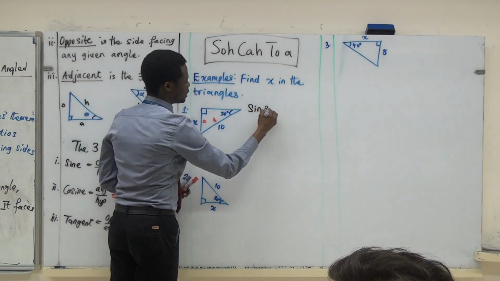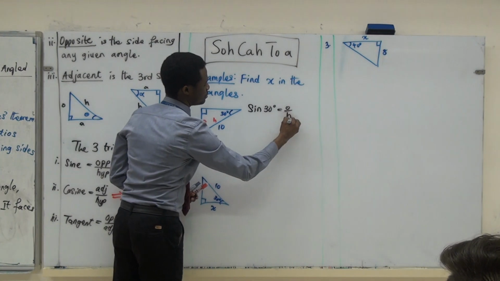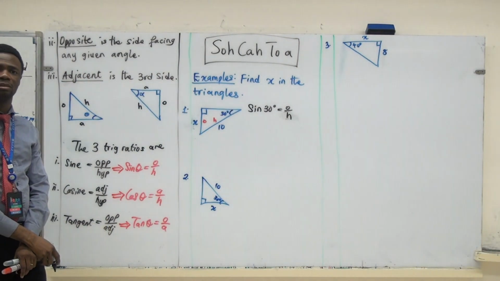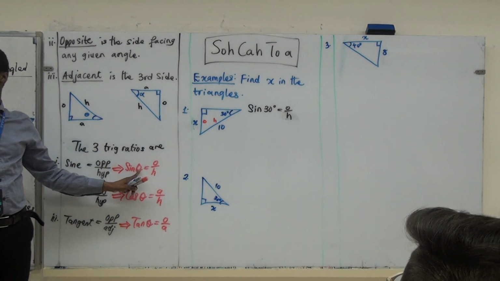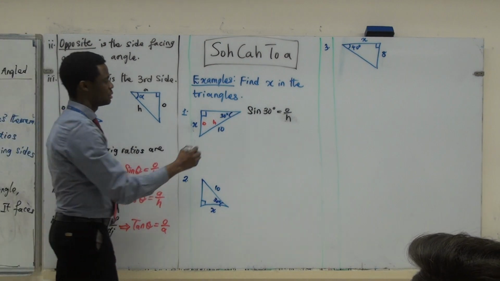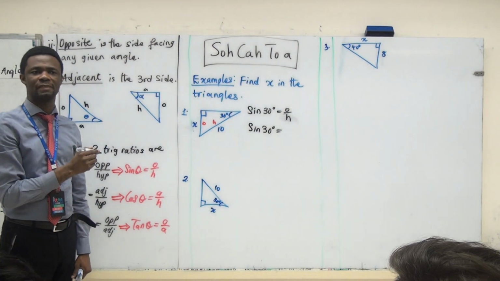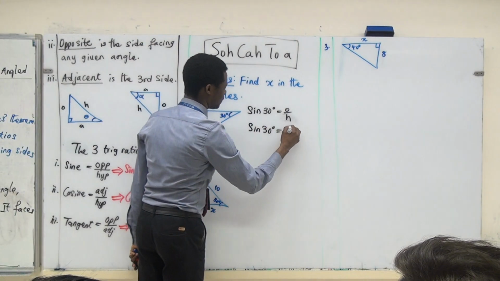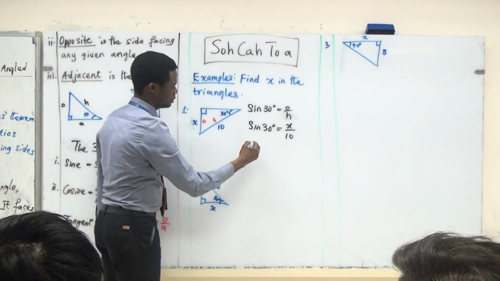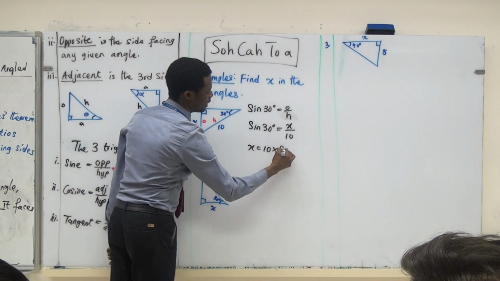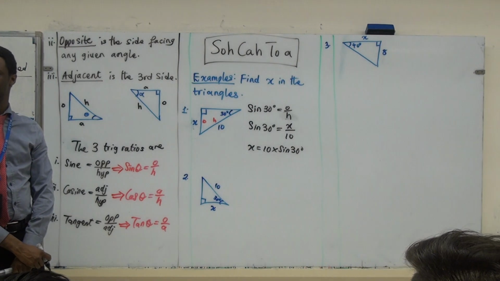So with that, you write this ratio. Sine 30 is opposite over hypotenuse. Did you see that? Yeah. Okay? Because I said sine theta is O over H. So theta is 30 this time around. Does it make sense? Yes. Sine 30. Now you substitute. What is your opposite? X. And the hypotenuse is 10. So if you cross multiply, this is a simple equation. X will be 10 multiplied by sine 30. Does it make sense? Yeah. And that should give you 5. So press your calculator.